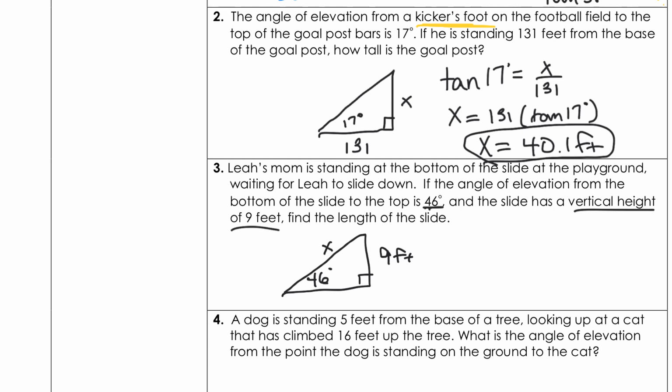So we have our opposite and our hypotenuse. So that is sine of 46 degrees equal to 9 over x. X is in the denominator, so let's switch it out. So x equals 9 over the sine of 46 degrees. And that is approximately 12.5 feet.